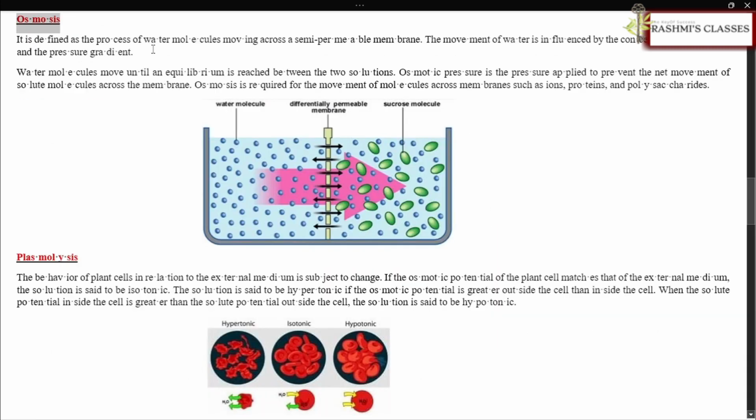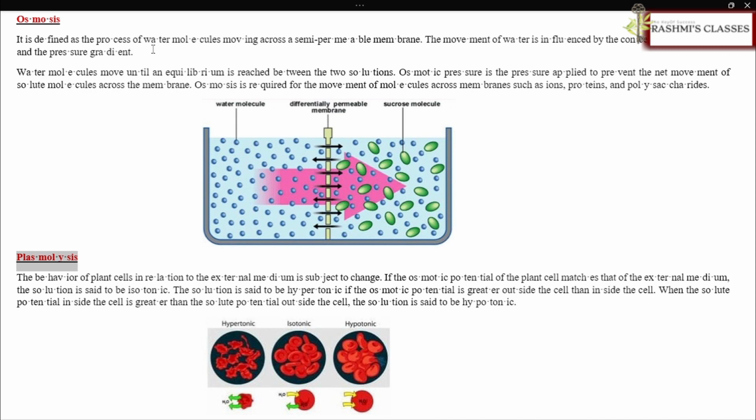Osmosis. It is defined as the process of water molecules moving across a semi-permeable membrane. The movement of water is influenced by the concentration gradient and the pressure gradient. Water molecules move until an equilibrium is reached between the two solutions. Osmotic pressure is the pressure applied to prevent the net movement of solute molecules across the membrane. Osmosis is required for the movement of molecules across membranes such as ions, proteins, and polysaccharides.